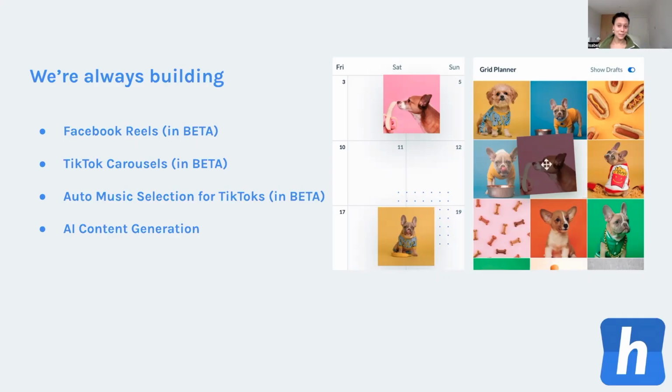But also what's coming up, which isn't yet out, is AI content generation. It's the future of kind of where social media is going, and we hope to have that in the app, even more so than we already do. So really looking forward to getting that to you.